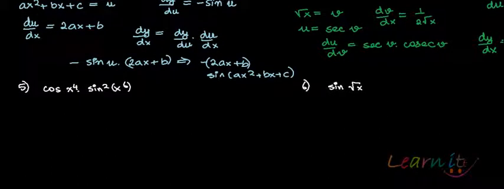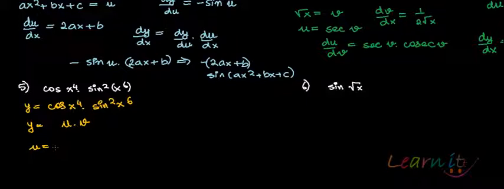then question number 5 is cos x to the power 4 sine square x to the power 6. So you have y is equal to cos x to the power 4 sine square x to the power 6. So you can write y is equal to u into v. U could be written as cos of x to the power 4 and v could be written as sine square x to the power 6.